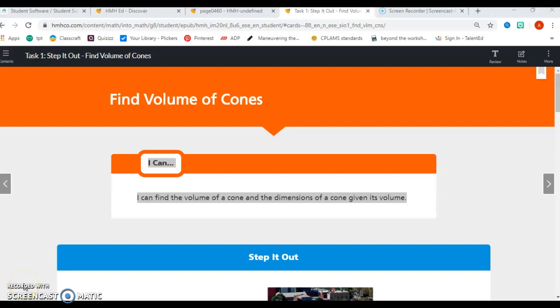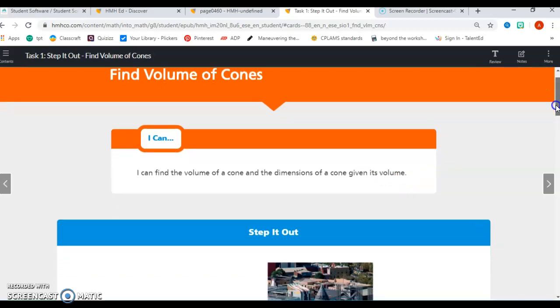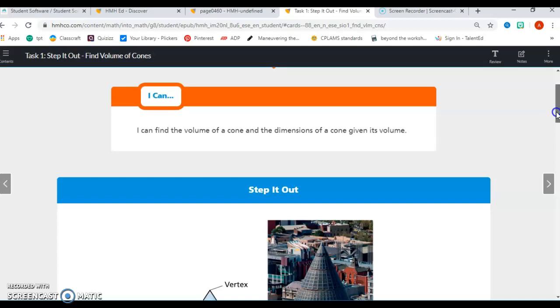Welcome back to Chapter 13, Lesson 2, Finding the Volume of the Cones. In this lesson, we're going to learn how to solve for the volume of the cone. Our I can statement is: I can find the volume of a cone and the dimensions of the cone given the volume. So we're going to solve for the volume, and then we're going to work it backwards by solving for the dimensions when given the volume.